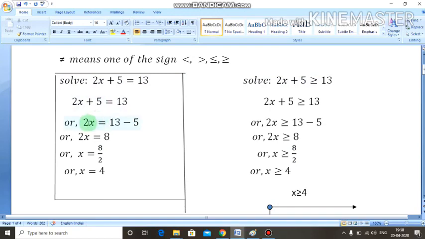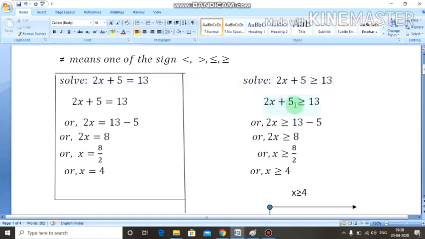Which rule did you follow to solve a linear equation? We can use the same process to solve a linear inequation. Only a small difference is there. I will discuss that part later, but first see this part: 2x + 5 ≥ 13. If instead of greater than or equal to, suppose there is an equal sign, then this process we can copy fully. So 2x + 5 ≥ 13.